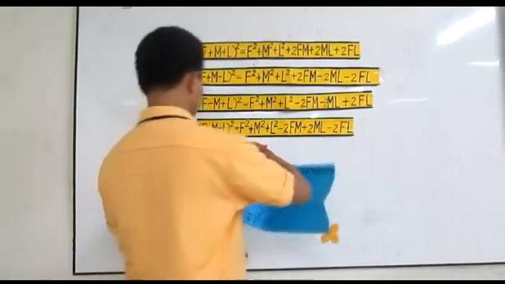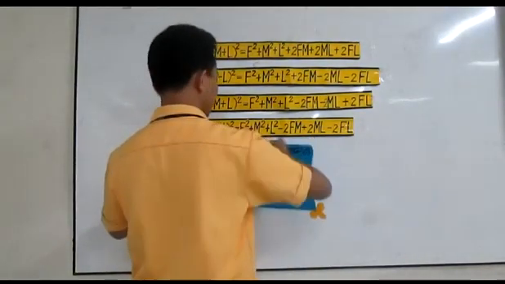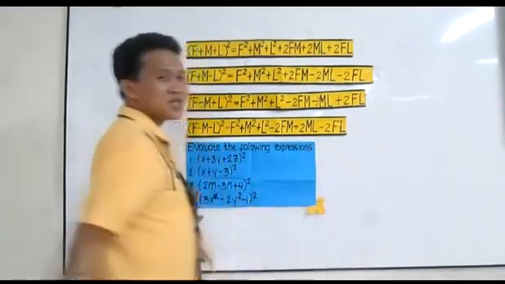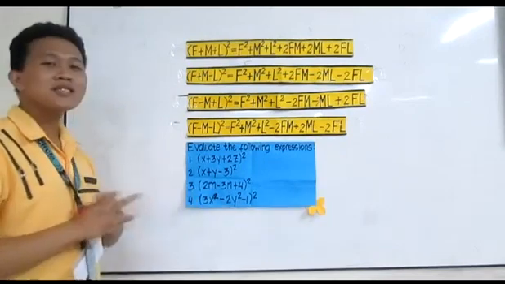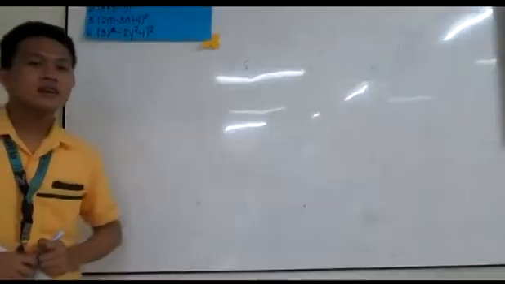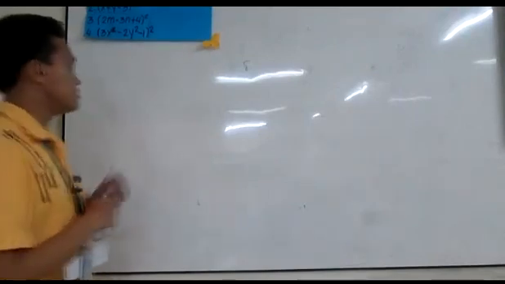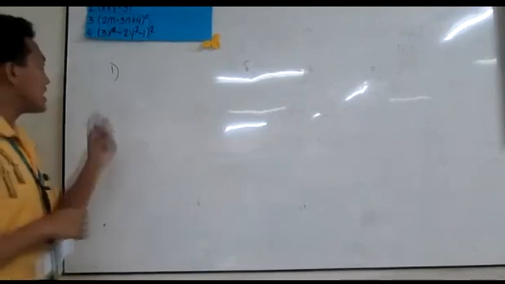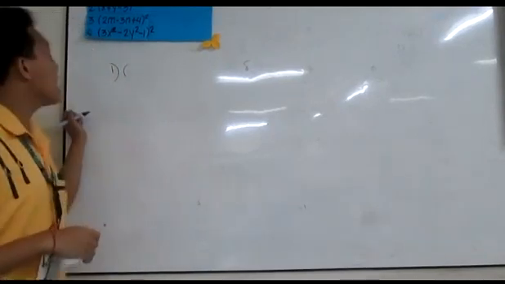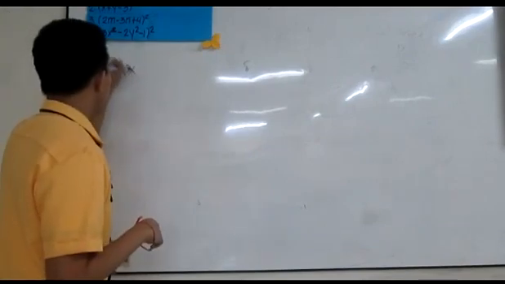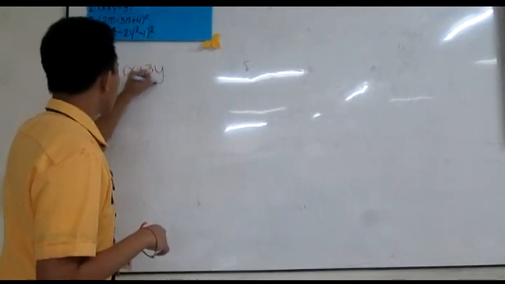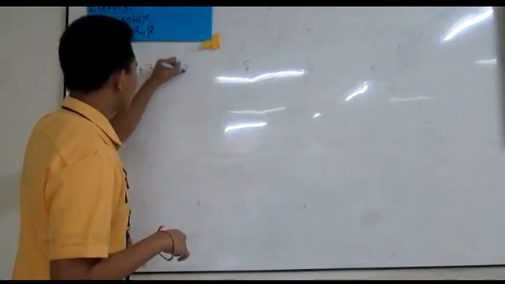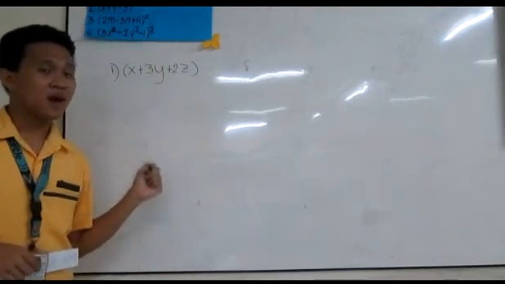We have here 4 illustrative examples. So let's try the first example. We have example number 1. The given is quantity x plus 3y plus 2z, quantity squared.